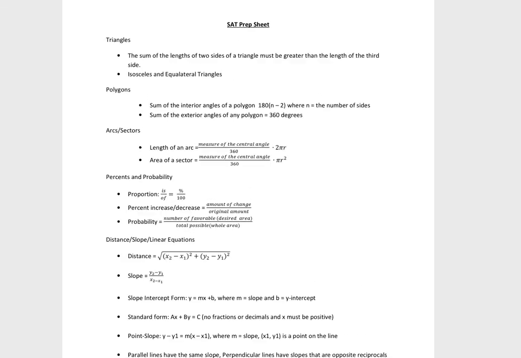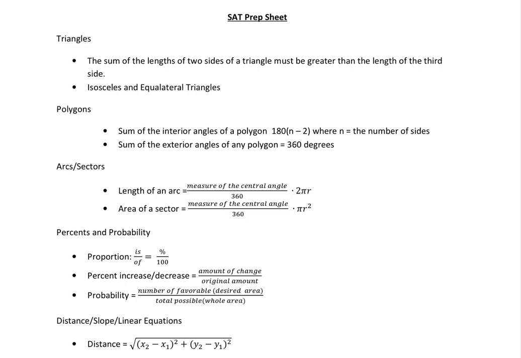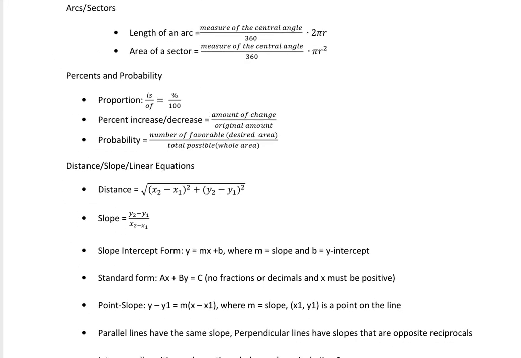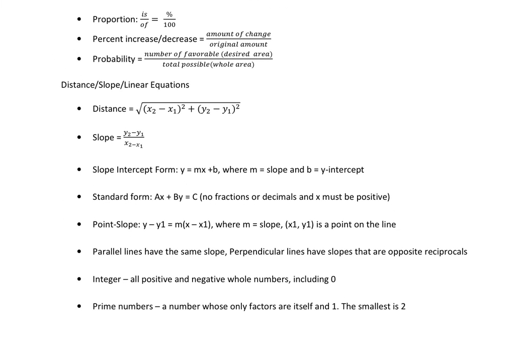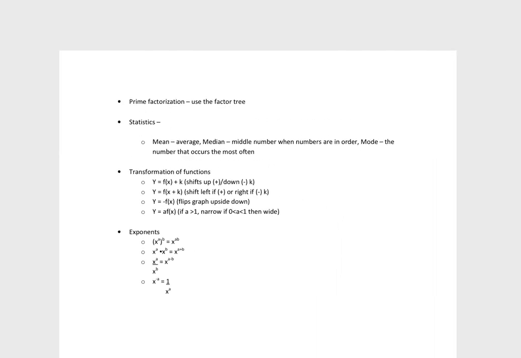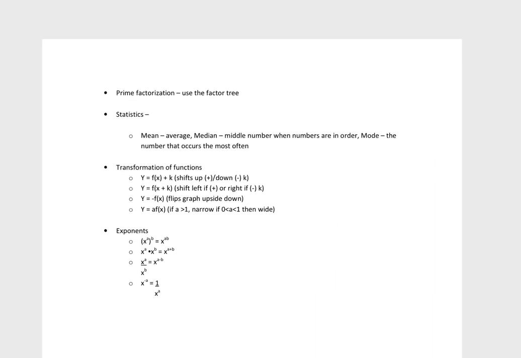All right, the second one has a lot of the same stuff. All of that first page is the same. The only thing that's on here that's not on the first one is the prime factorization. Obviously that's your factor tree. So if you get your square roots and you want to break it down into the product of its primes, that's what that means.